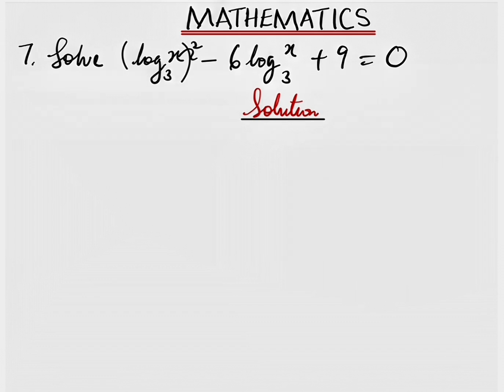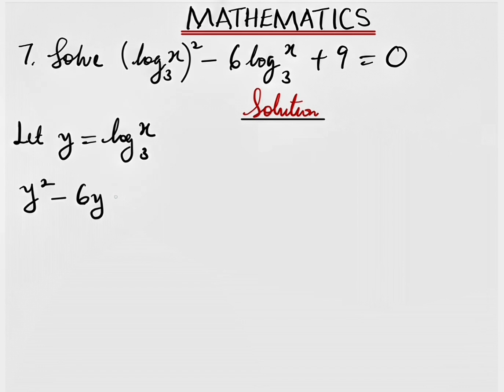So let us set y, or any variable, to log x base 3. This simply means anywhere we find log x base 3, we replace it with y. So let y be equal to log x base 3, so that the equation becomes y squared minus 6y plus 9 equal to 0.